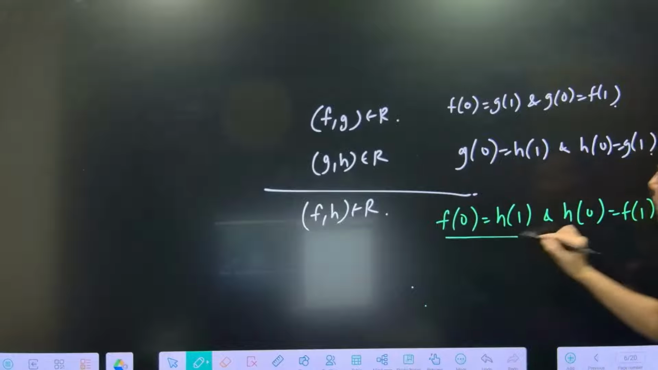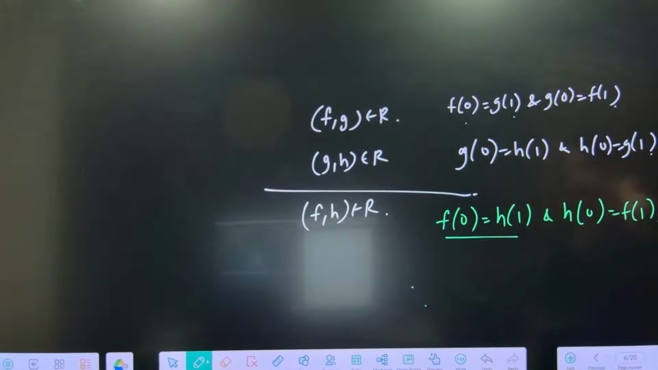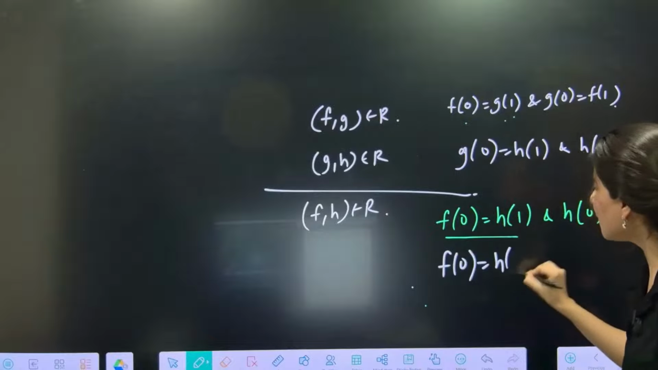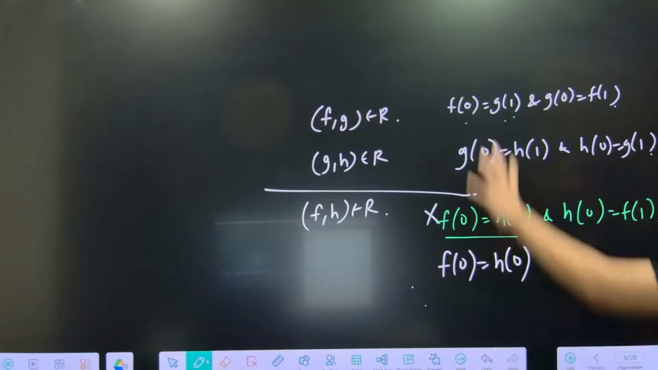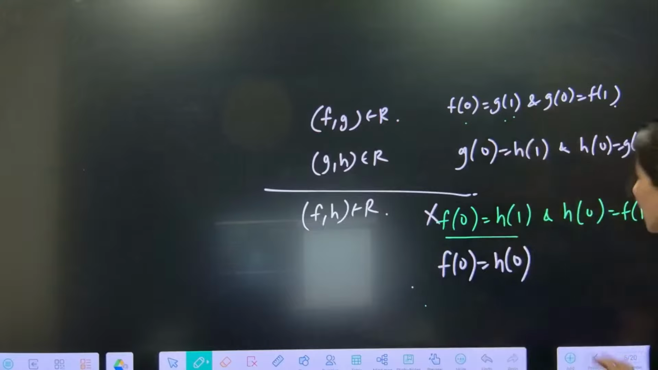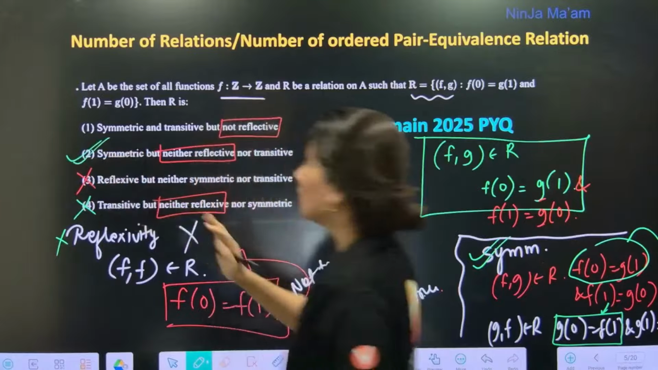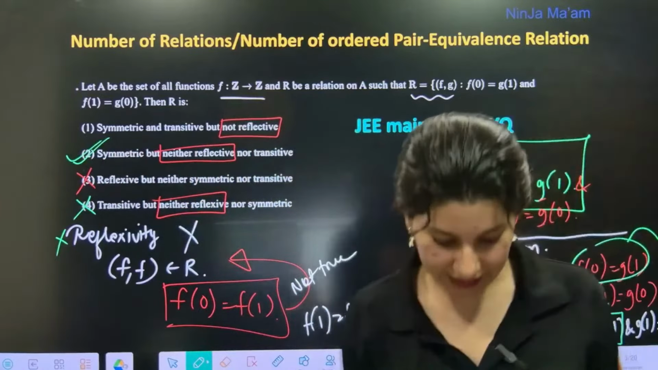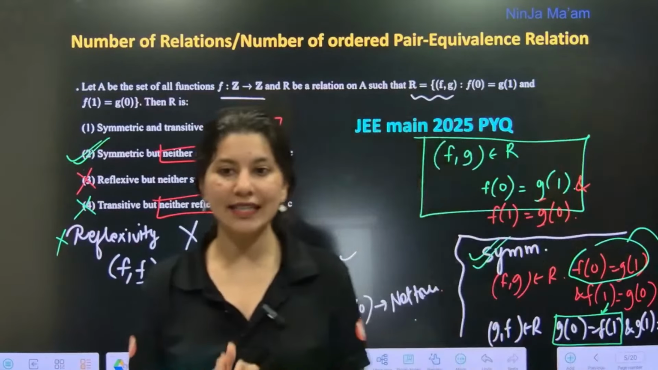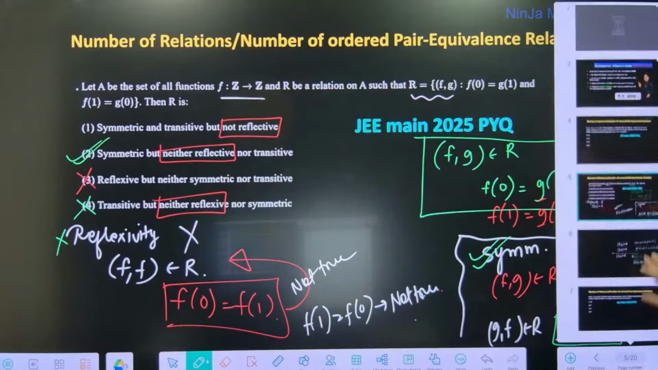So we need to just prove it. f of 0 is equal to g of 1, correct? And g of 1 is equal to h of 0. So actually f of 0 and h of 0 are equal. So this is wrong. Using this statement, this is what I am getting, not this. So clearly it is non-transitive as well, right? So it is symmetric, and neither reflexive nor transitive. Clear, everybody? So this is how you have to identify whether the relation is symmetric, reflexive or transitive or not. I hope now you know what is symmetric and what is reflexive.